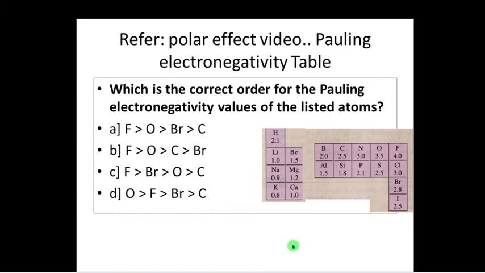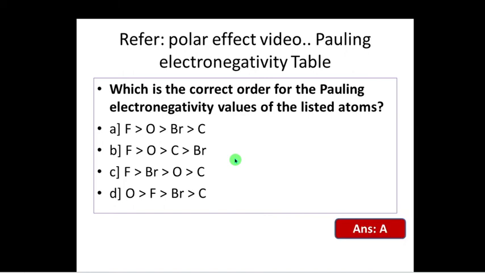This is the reference I have mentioned, for easy understanding of the Pauling electronegativity table. Here fluorine is already well known to have the highest electronegativity, which is 4. Oxygen's value is 3.5, bromine's value is 2.8 and carbon's value is 2.5. So based on this electronegativity table, among these options, the correct order on the Pauling scale is option A.